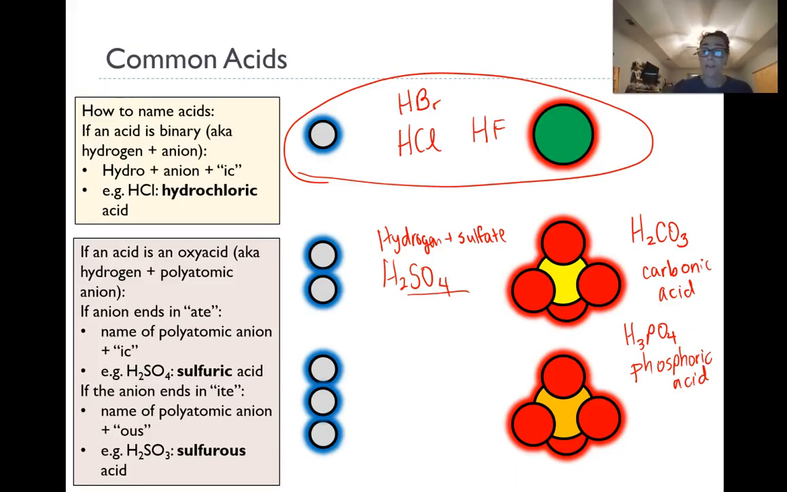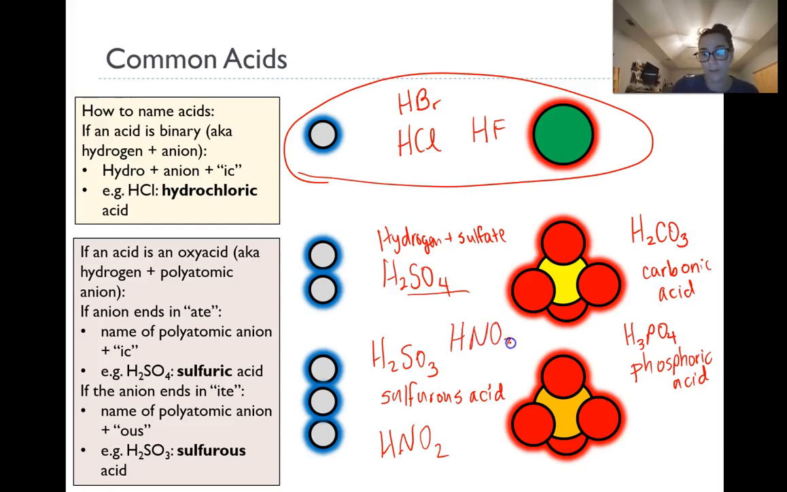Okay? If you have hydrogen and a polyatomic ion that ends in ite, for example, sulfite would be H2SO3. So that's hydrogen and sulfite. If your anion ends in ite, you don't say sulfuric acid anymore, you say sulfurous. So this is sulfurous acid. It ends in ous. Another example would be nitrous acid, HNO2. NO2 is nitrite, so that would be hydrogen and an ite anion, so it would be nitrous acid, as opposed to nitric acid, which is HNO3, hydrogen plus nitrate.